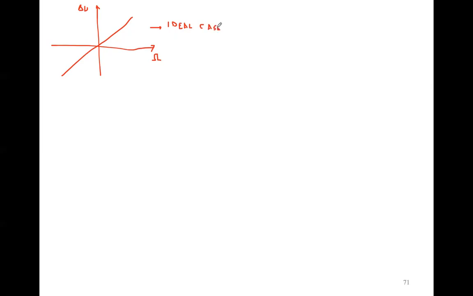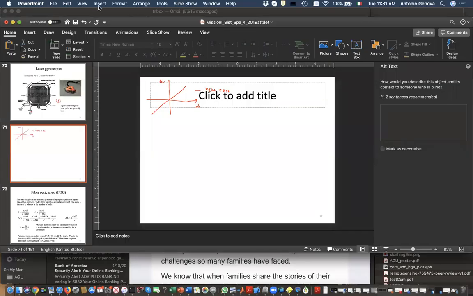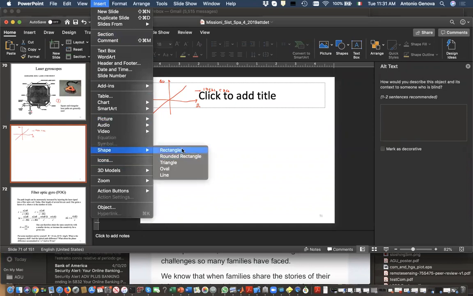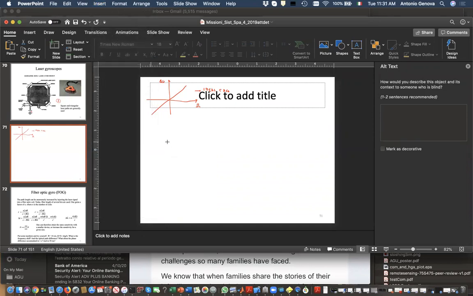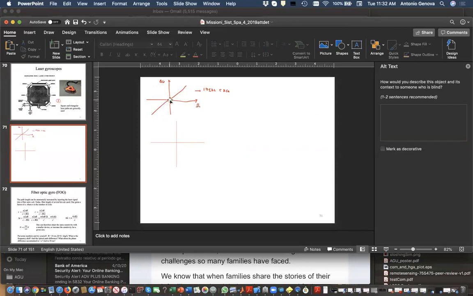What I would like to show you are a few problems that you have with the gyroscope. So another problem that you can have. In the ideal case, what you have is that at omega equal to 0, the delta n that you are measuring is equal to 0.